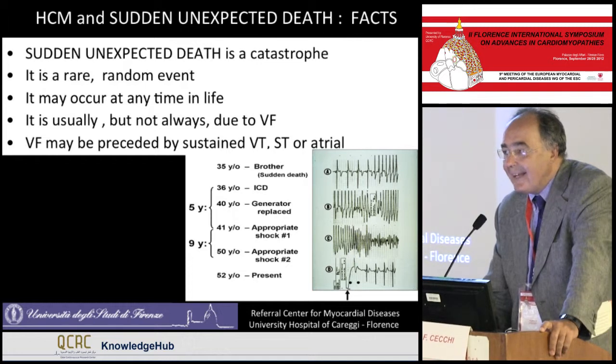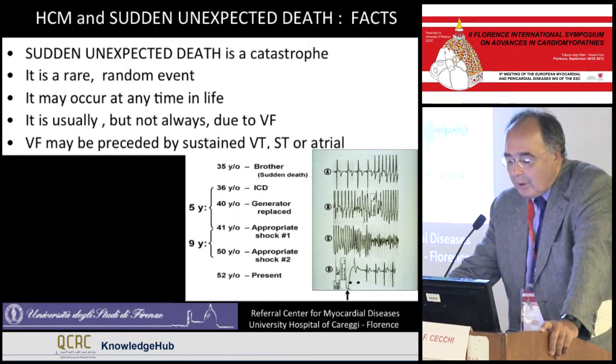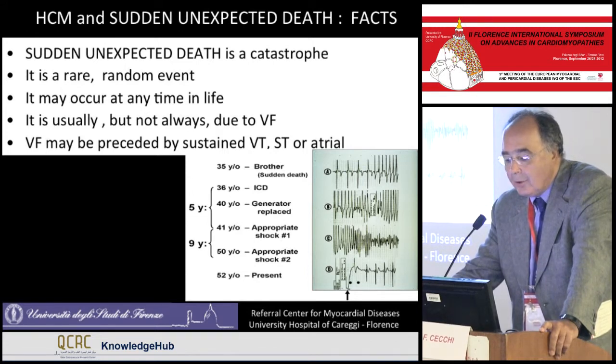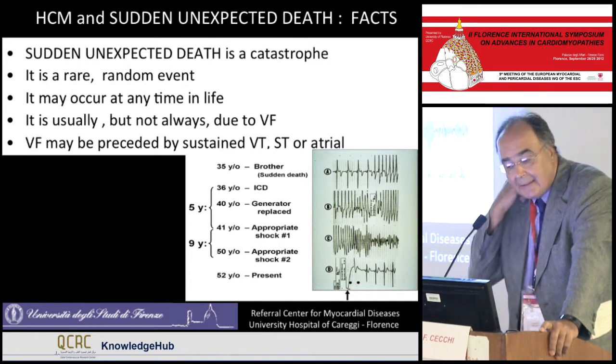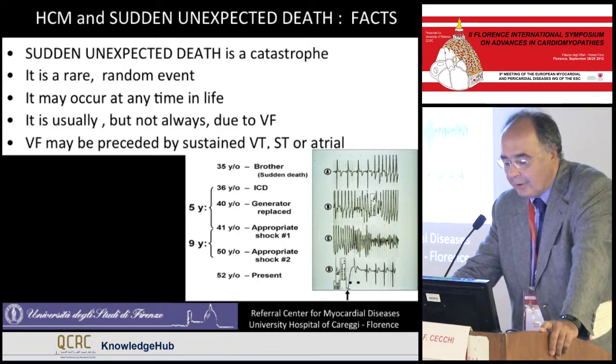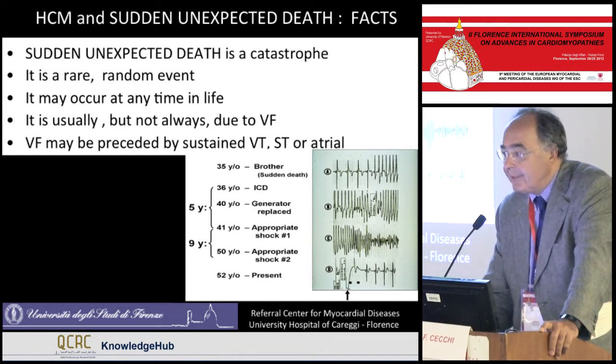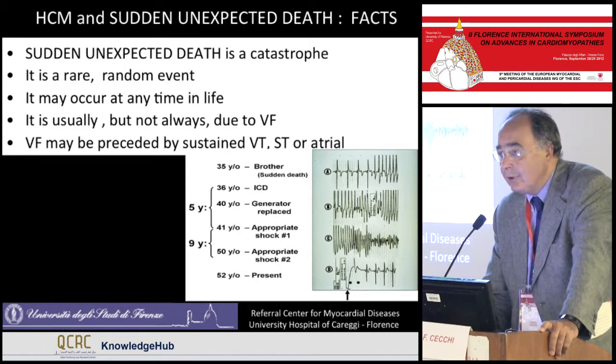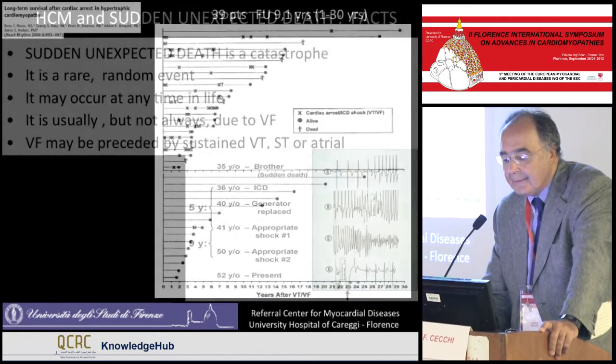However, just to show you that it's a random event, I'll cite one of the examples that Barry published some years ago. Here you have the brother of this man that had died suddenly at the age of 35 years, and at 36 years, this individual had an ICD implanted. After 4 years, the generators were replaced. And at 41, he had the first appropriate shock. But he had to wait an additional 9 years before having a second appropriate shock. So it's very rare. It occurs randomly. And apparently, we don't understand the reason for it, at least in this case.